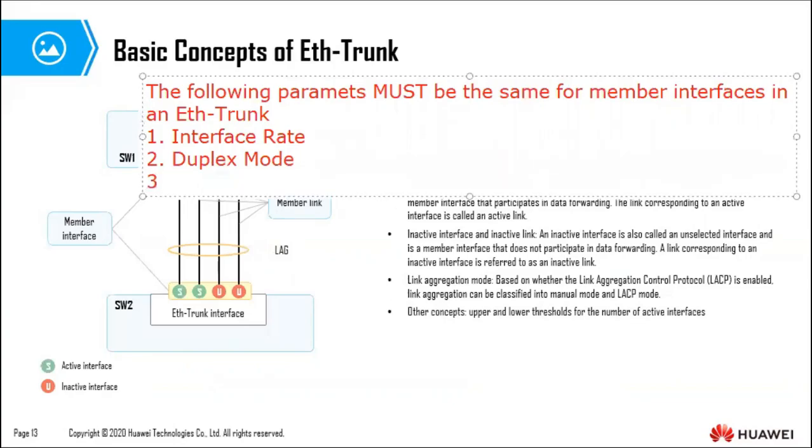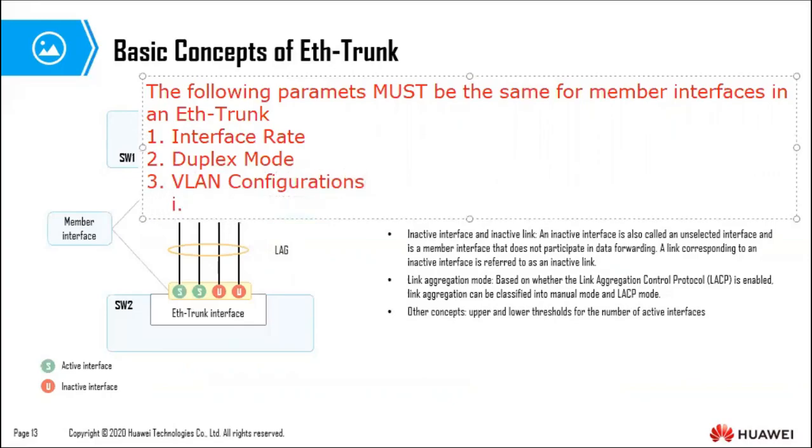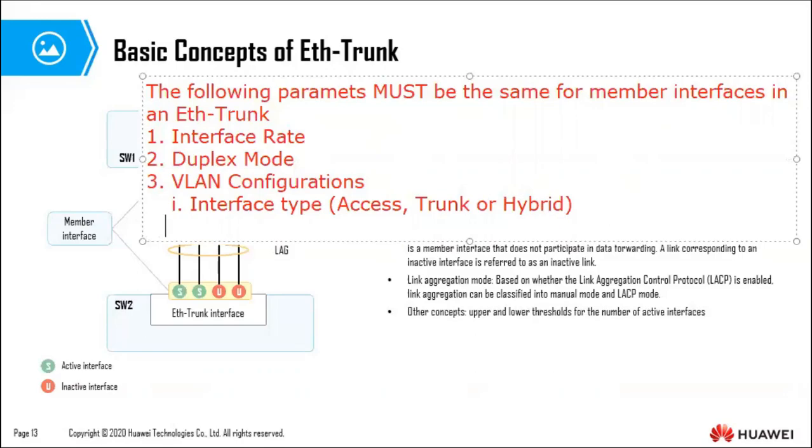No. Then the other one is the VLAN configuration. On VLAN configurations, we have a number of points. The first one is the interface type. So what that means is access interfaces or trunk or hybrid. So in an Ethernet trunk, all of them are access, or all of them are trunk, or all of them are hybrid. But you can't mix trunk interfaces and access interfaces in the same Ethernet trunk.